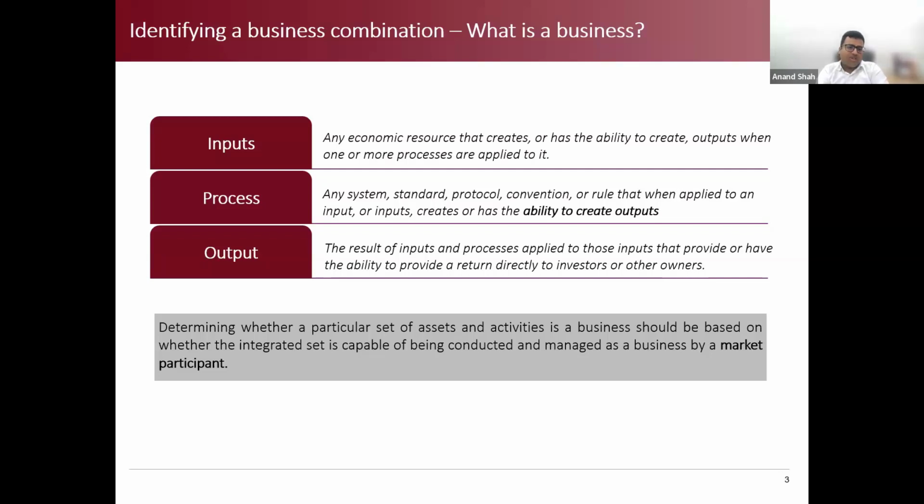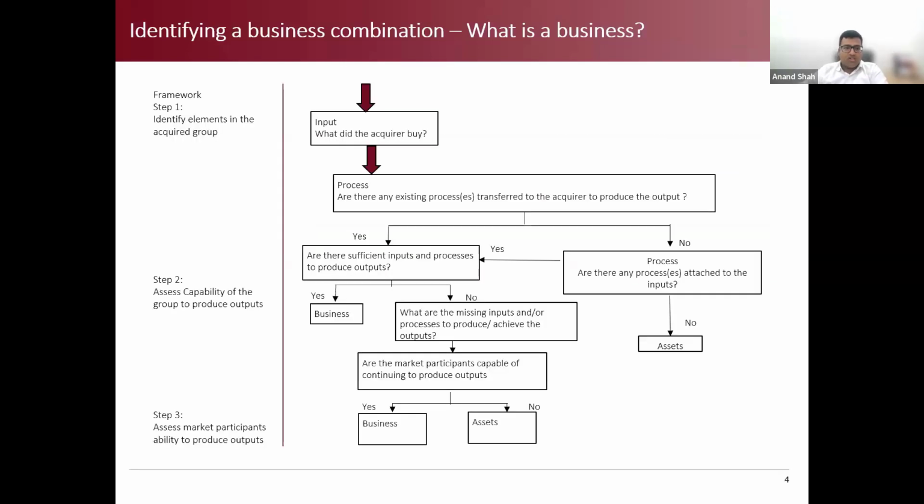So what it says is that if you're acquiring, let's say, certain assets, and if those assets are either an input or a process, or both together, they obviously help you to create an output. And if an output is a result of the acquired assets, it essentially means that you've acquired a business. Now, let's simplify it further. Let's look at it this way.